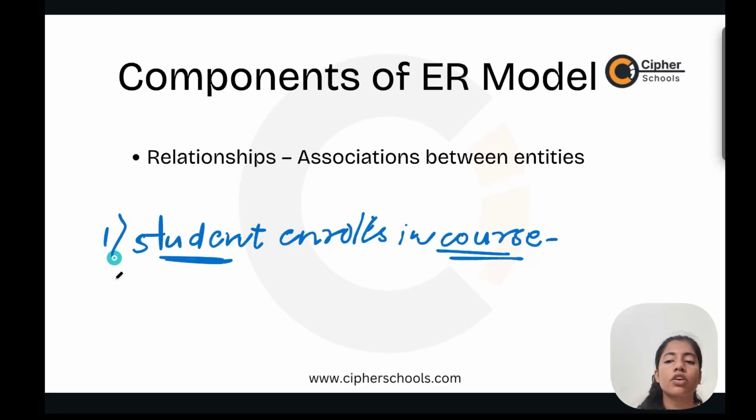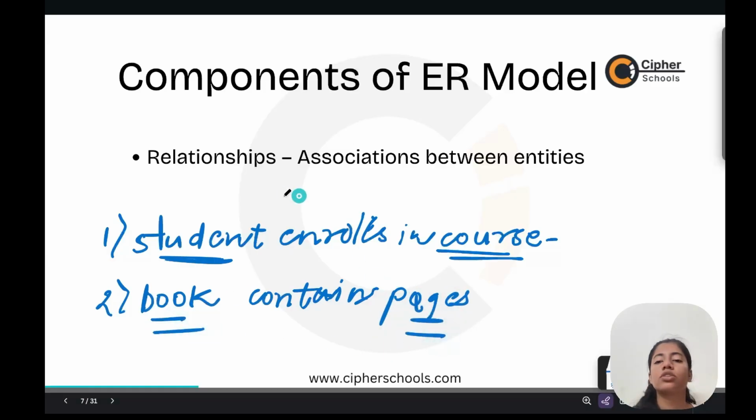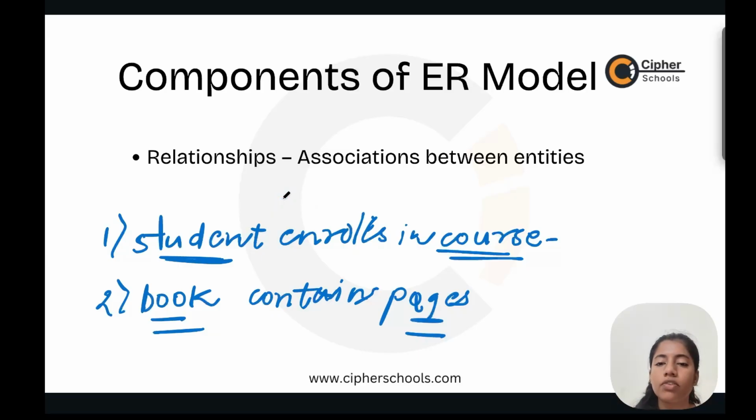So what else can you think of? Another example is a book contains pages. Now there is a relationship between book and pages. So this is what we know as relationships, and we will discuss it in detail in the future. For now, just have a brief idea that it represents the association between different entities.